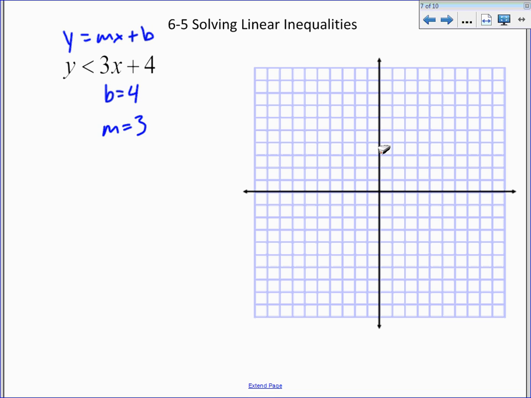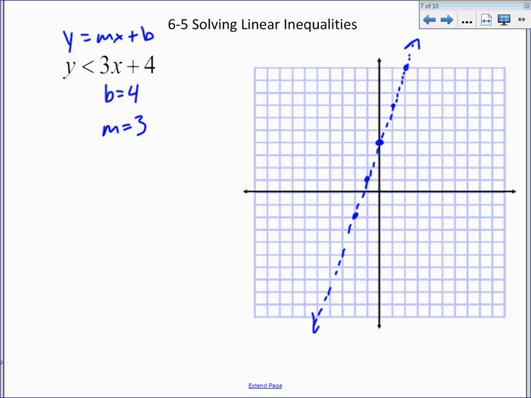b is our y-intercept, so it crosses here at 4, and then we go up 3 over 1, up 3 over 1. So you've got all these points right here on this line. Now we need to determine, is it going to be a solid line or a dashed line? Because it does not have an equal sign here, it's going to be a dashed line. We put our arrows like so.